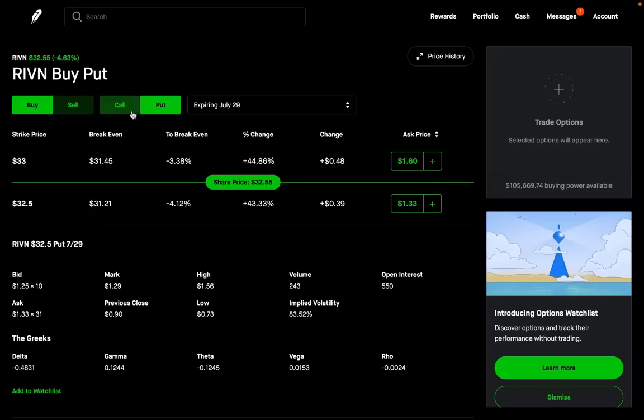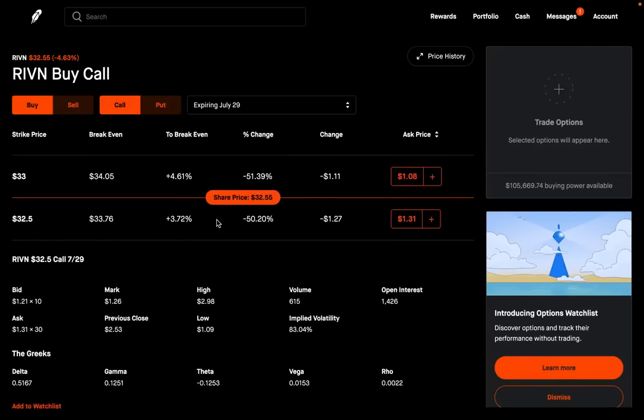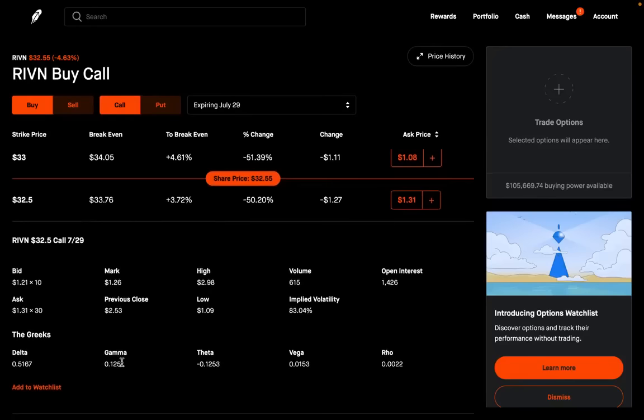Now let's go back to calls here. And the next thing I want to talk about here is gamma, right? So we're going to move on to the second Greek here. So gamma measures the rate of change in an option's delta over time. So more precisely, gamma here is going to be the rate of change in an option's delta per $1 change in the price of the underlying stock.